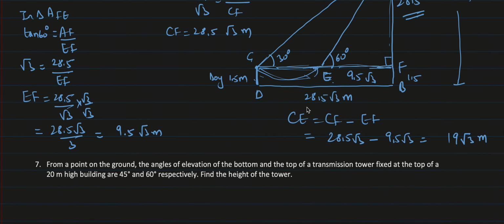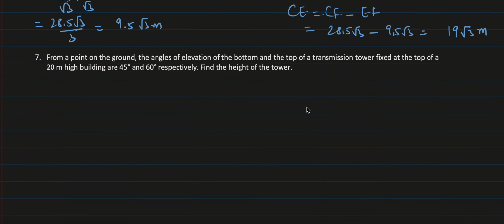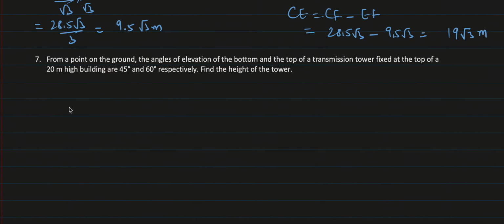Now move on to the last question of the video. I hope you are understanding the concept and not getting bored with the questions. Now, a little different question it is. From a point on the ground, the angle of elevation of the bottom and top of a transmission tower fixed at the top of a 20-meter high building.